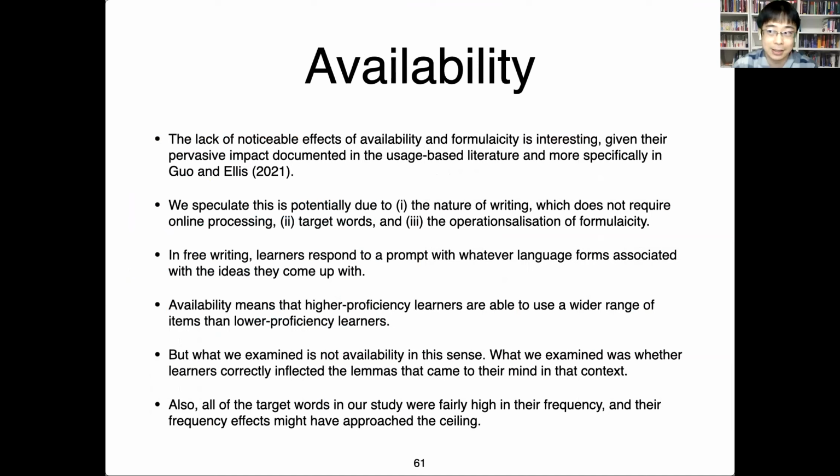The lack of noticeable effects of availability and formulaicity is interesting given their pervasive impact documented in the usage-based literature, and more specifically in Goldschneider and Ellis' study. We speculate this is possibly due to the nature of writing, which does not require online processing, as I briefly explained earlier, the target words, and also the operationalization of formulaicity. In free writing, like in the learner corpus that we used, learners respond to a prompt with whatever linguistic forms are associated with the ideas that they come up with. But availability means that higher proficiency learners are able to use a wider range of items than lower proficiency learners. What we examined is not really availability in this sense.